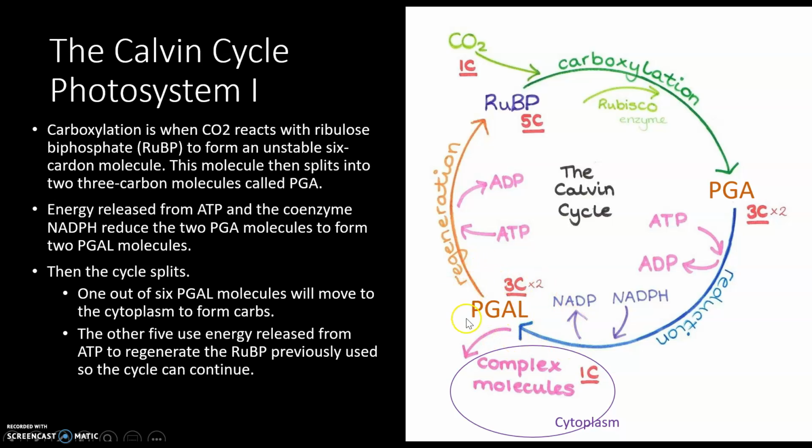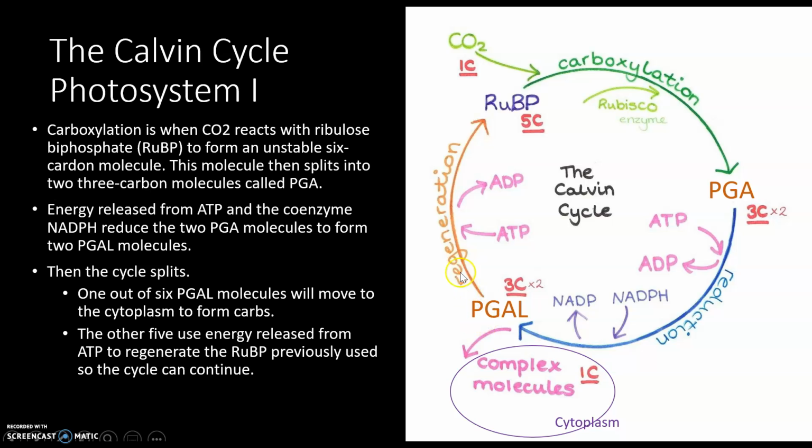At PGAL, our cycle splits a little bit. 1 out of every 6 PGAL molecules is going to move into the cytoplasm here in order to form carbs. This is where glucose is being formed, out in the cytoplasm. The other 5 PGAL molecules are going to go through what's called regeneration, where we use the energy stored inside of the ATP in order to form or reform that RuBP we already used. This is known as regeneration because we are trying to get that RuBP back that we've already used.